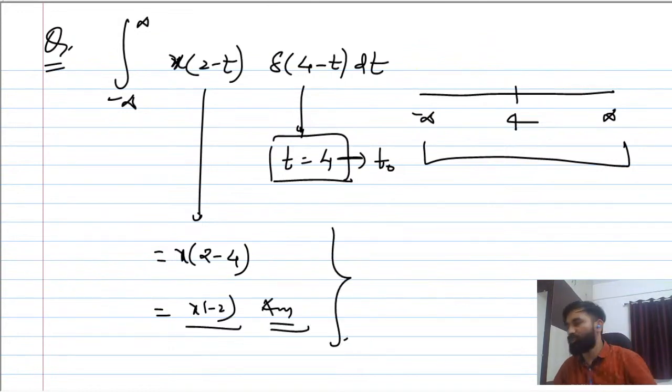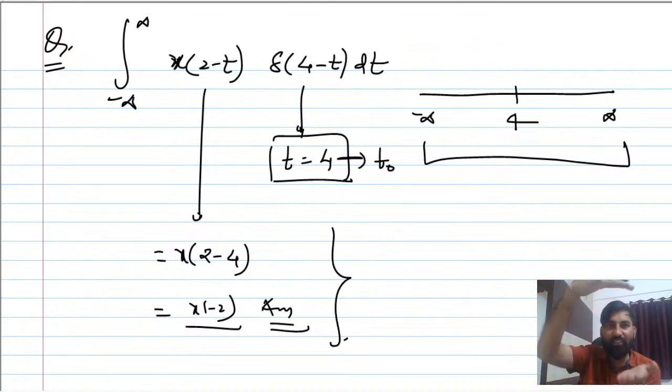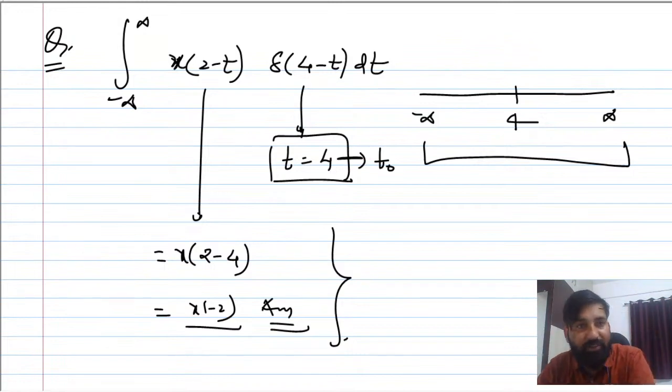How many of you understood this? This is a very important concept, guys. So always check what is the question here. Always check the limit of integration and the shift. If the shift lies within the limit of integration, the answer will not be 0. Suppose it does not lie within the limit of integration, then you blindly write it as 0.